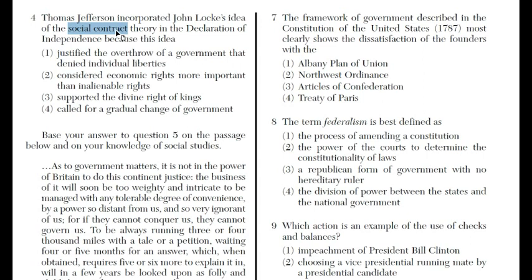It gets its power from the consent of the governed. So the contract is each of us will give a little bit of our rights into the general pool, and from that the government makes a commitment to protect our basic rights of life, liberty, and the pursuit of happiness. That's the social contract. Okay, so Jefferson incorporated this idea in the Declaration because, why?